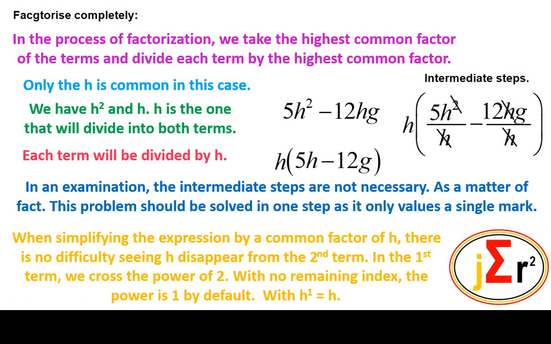In the first term, we cross the power of 2. The reason for crossing the power of 2, then we will have what? No remaining index. And with no remaining index, the power is 1 by default, which is of course h to the power of 1, which is still h.